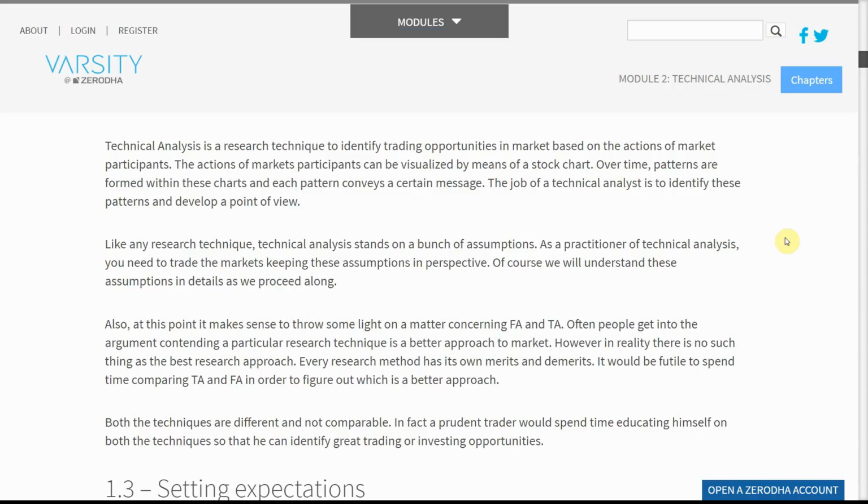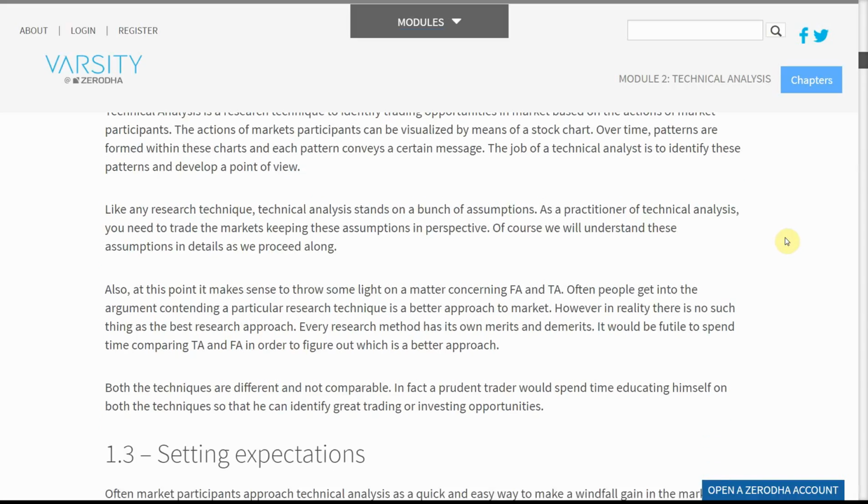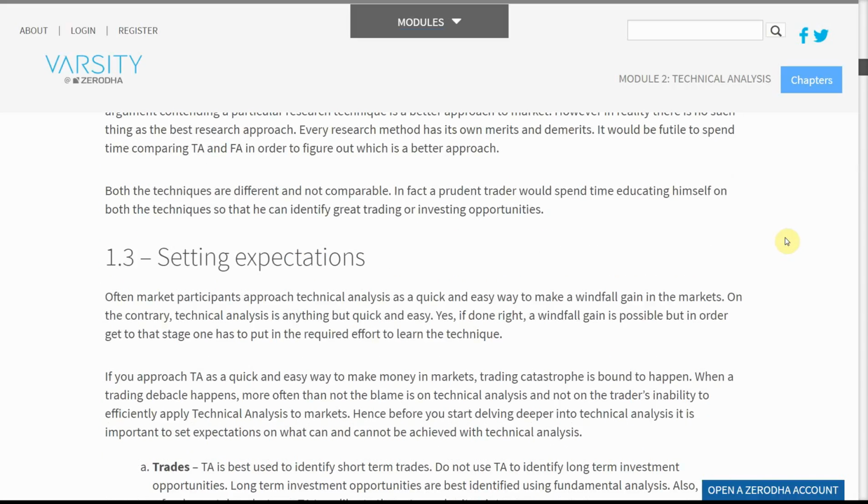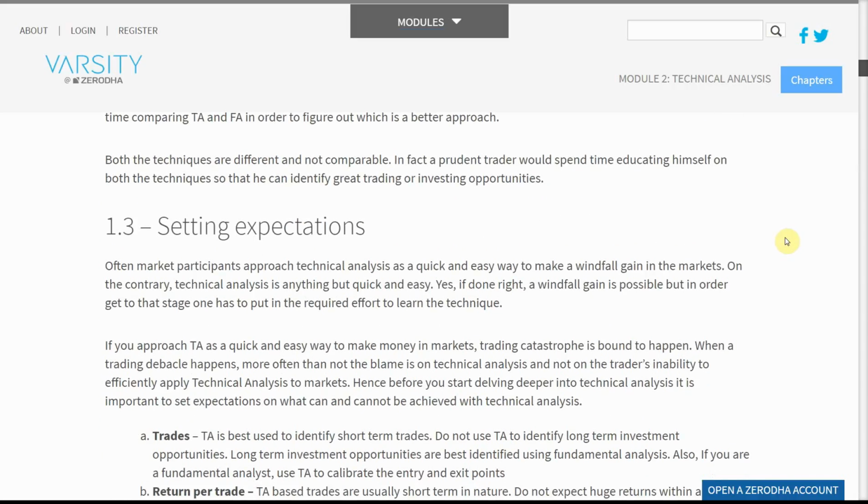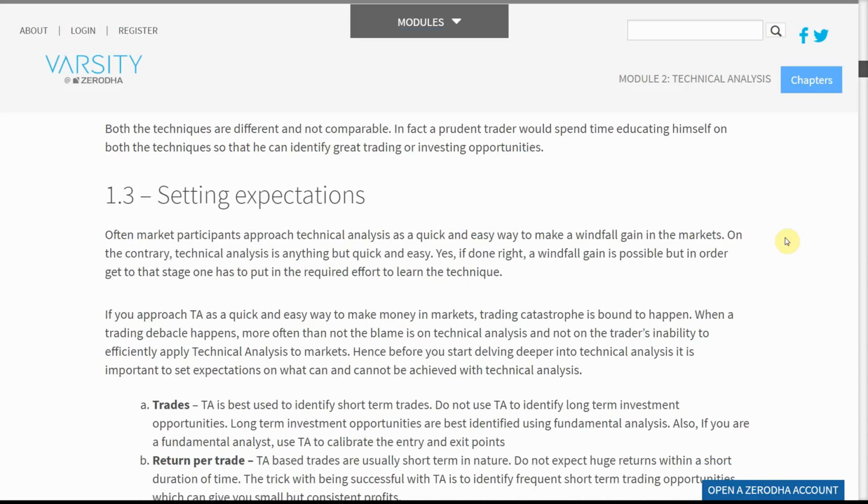It would be futile to spend time comparing TA and FA in order to figure out which is a better approach. Both the techniques are different and not comparable. In fact, a prudent trader would spend time educating himself on both the techniques so that he can identify great trading or investing opportunities.